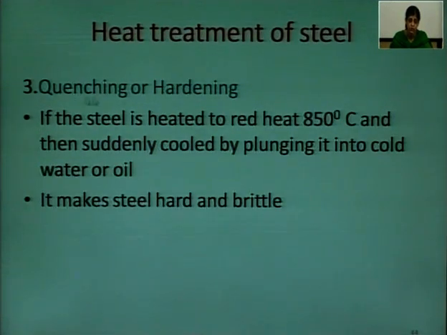Next is quenching or hardening. This process is used to make the steel hard. In this case, the steel is heated to red heat at about 850 degrees centigrade and then it is suddenly cooled by plunging it into cold water or oil. Suddenly we are heating it first to 850 degrees centigrade and then we are cooling it suddenly. So, this makes the steel hard and brittle. So, this is quenching and hardening.